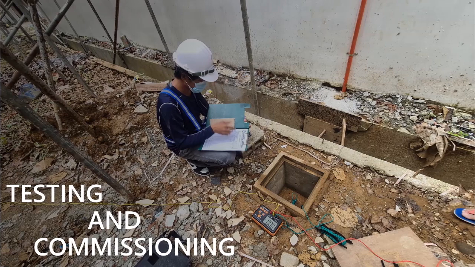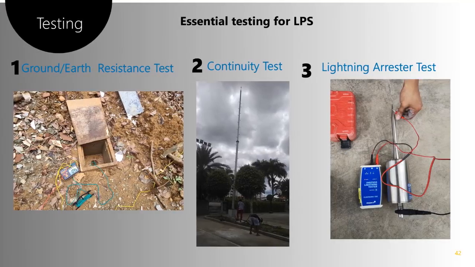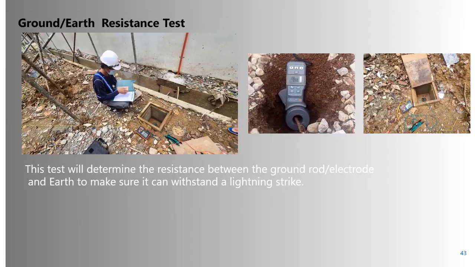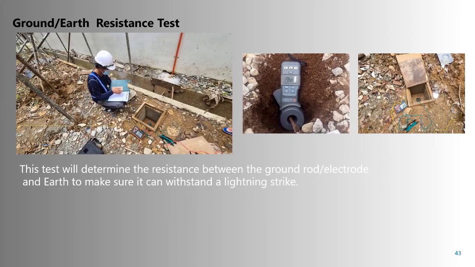And finally, for our testing and commissioning, this would be a short discussion of the essential testing for the LPS. I have only 3 tests for the LPS. Number 1, of course, the ground earth resistance, the continuity test, and the lightning arrestor test. This test will determine the resistance between the ground rod electrode and the earth, to make sure it can withstand the lightning strike. That's the main reason.